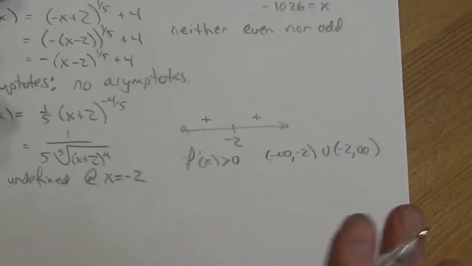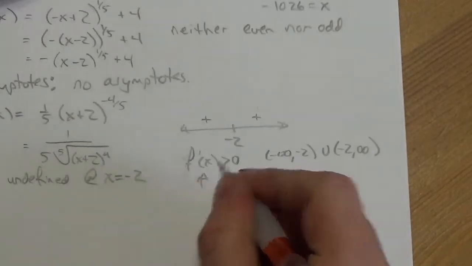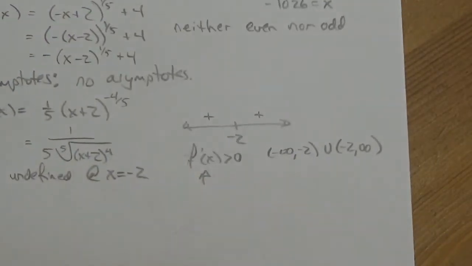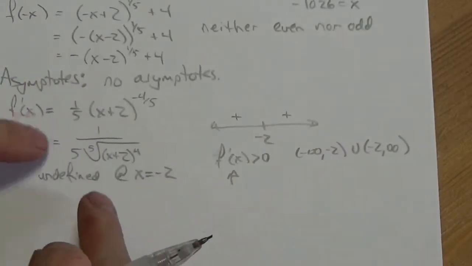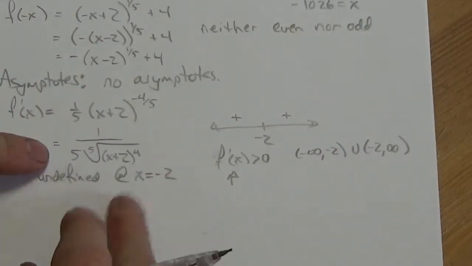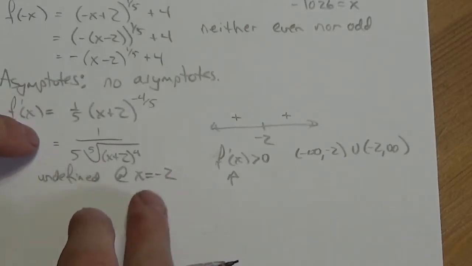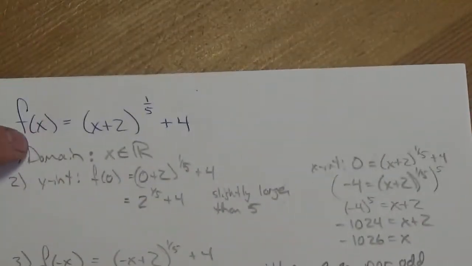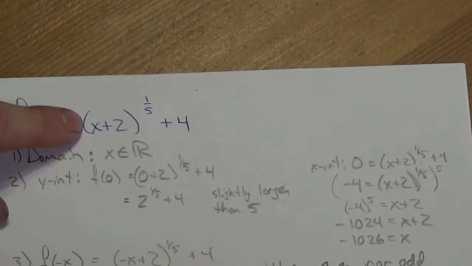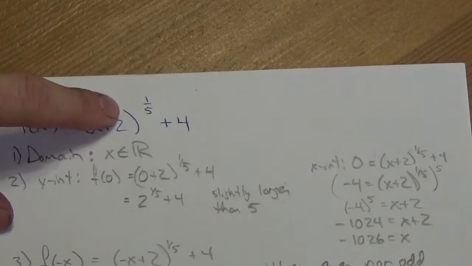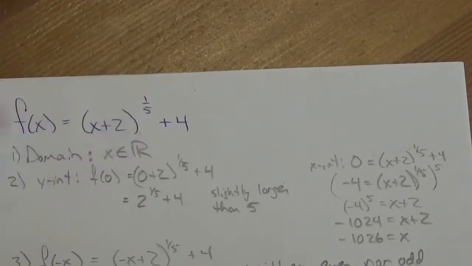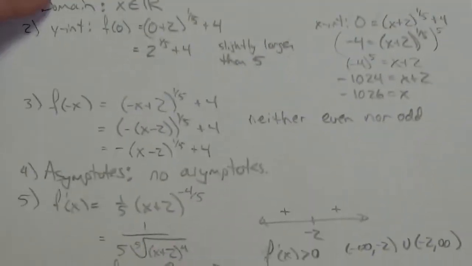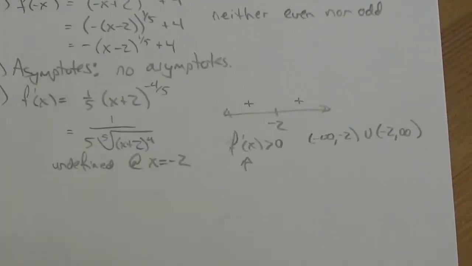Okay. Now, this means that the function is increasing. Now, we've got to be careful here. Bear in mind that although the derivative is undefined at negative 2, the original function isn't. The original function was okay with negative 2. If you plug negative 2 into this, you get the fifth root of 0, which is 0, plus 4 is just 4. So our graph has no problems with it.